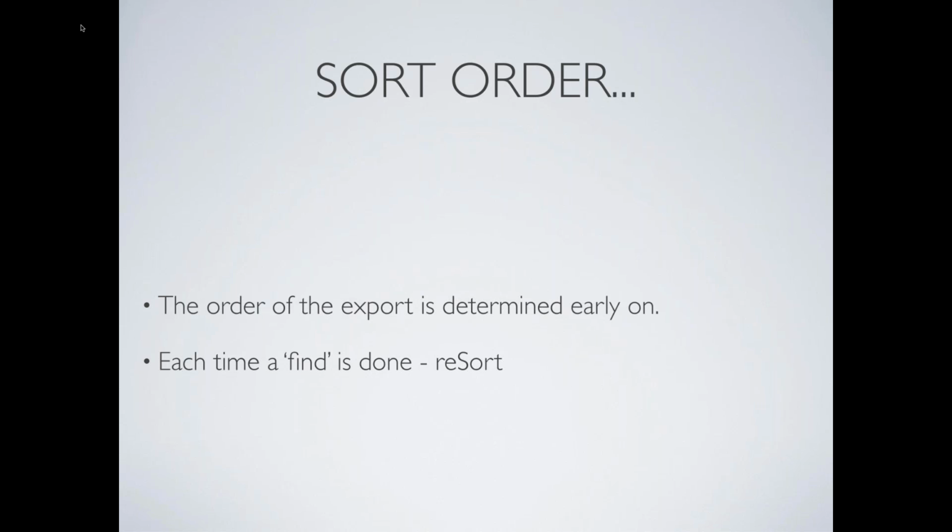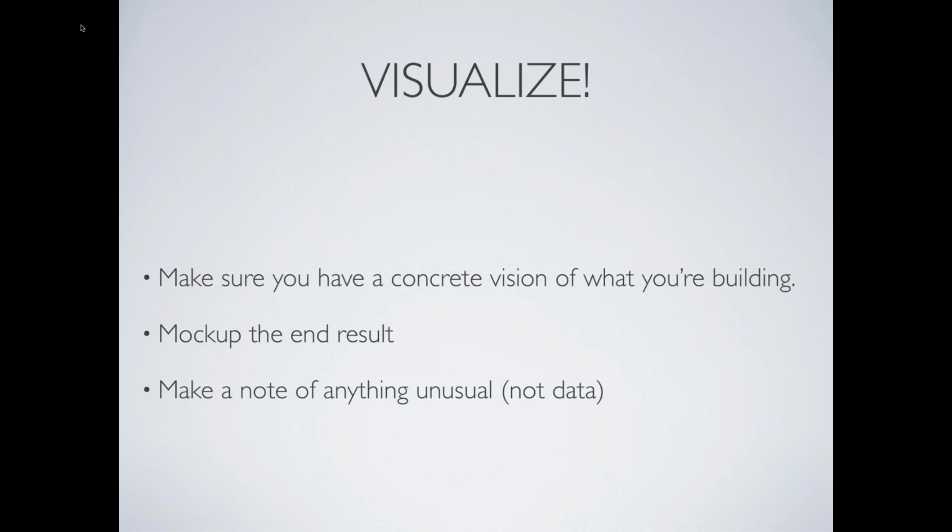So what I want to do is create a section for each kind of data and start each section with a line that describes it, maybe even says how many there are. So each time you do that find, you need to resort your data to make sure you're getting the right set and in the right order.